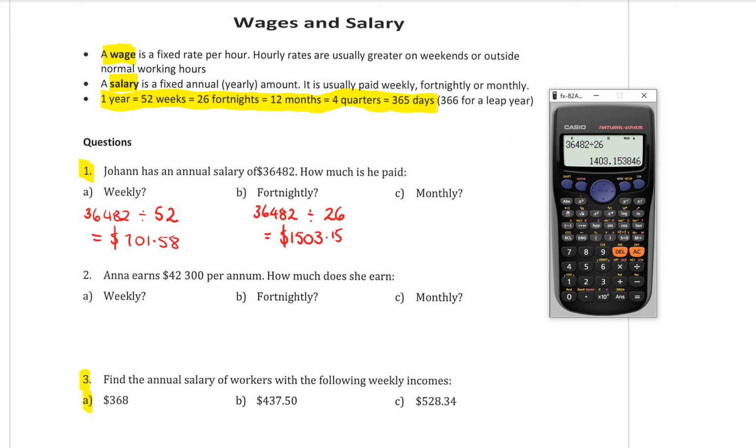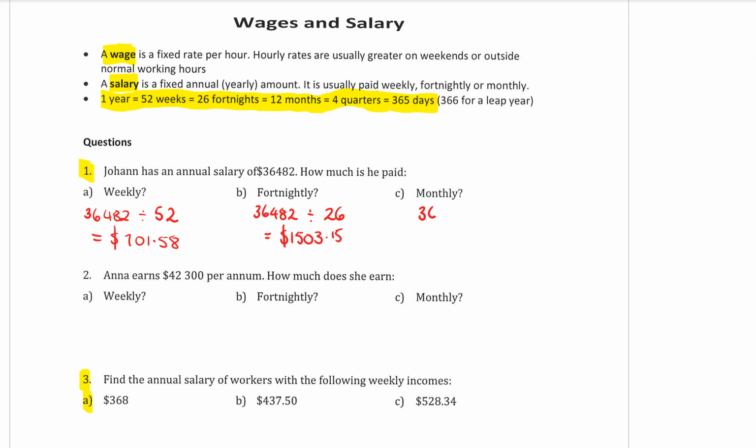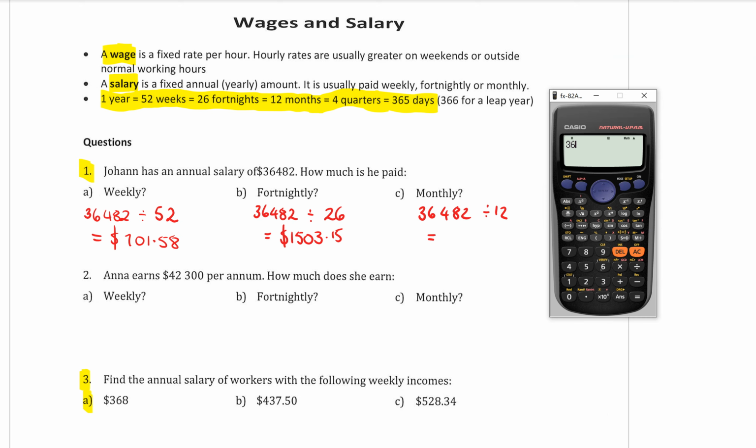All right, and finally, how much is Johan going to get monthly? So we take his annual income, and there are 12 months in a year, so I divide by 12 this time. So that's $3,040.17. Whenever we're doing calculations with money, we do 2 decimal places.